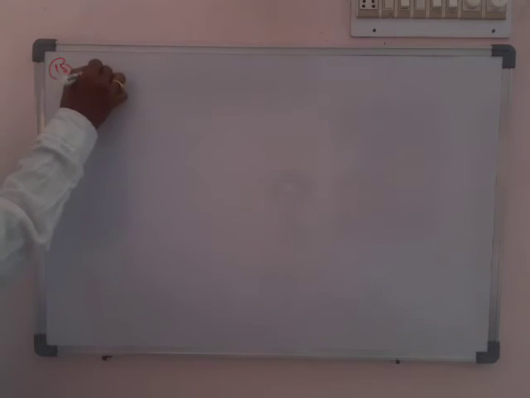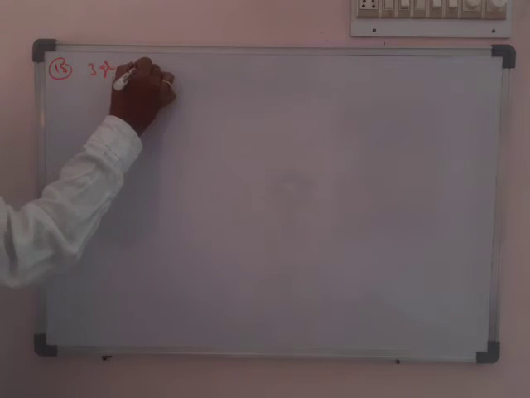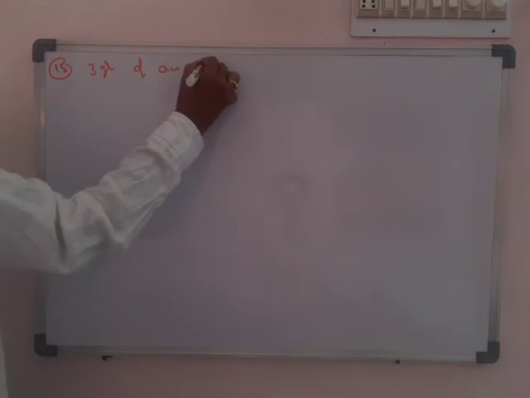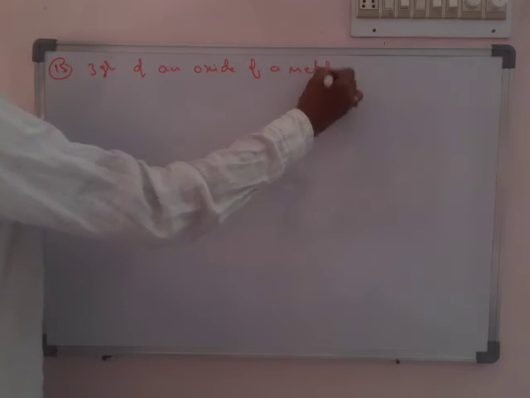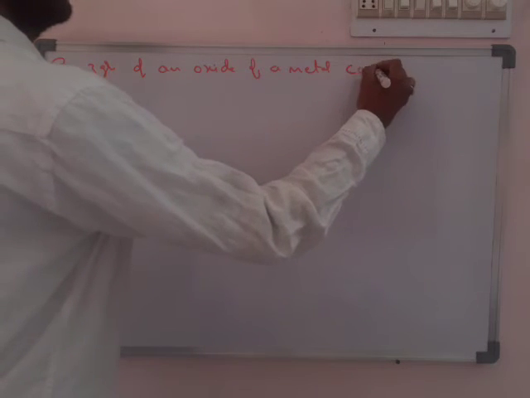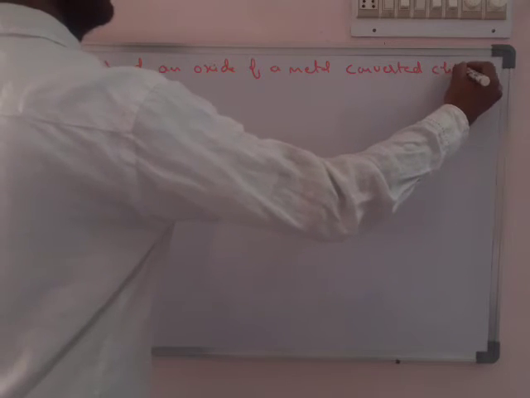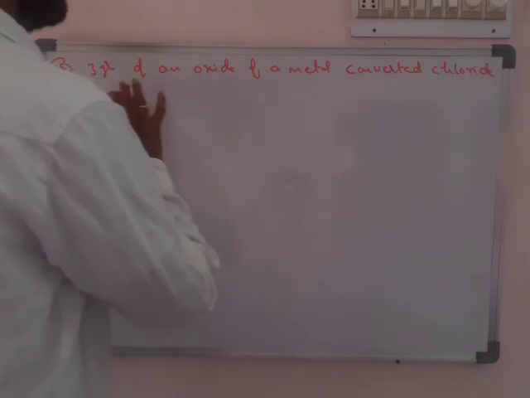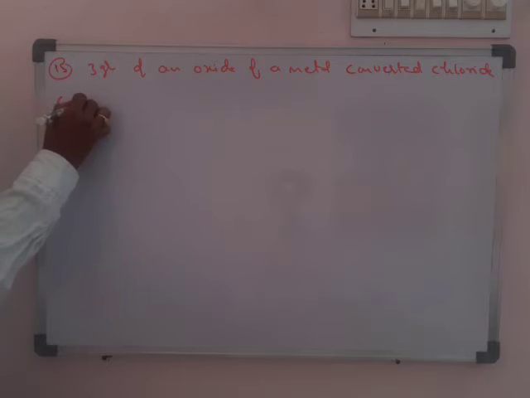See the next important one. For 3 grams of an oxide of a metal converted to chloride, means metal oxide is totally converted to metal chloride completely.